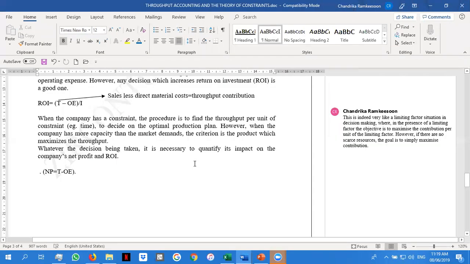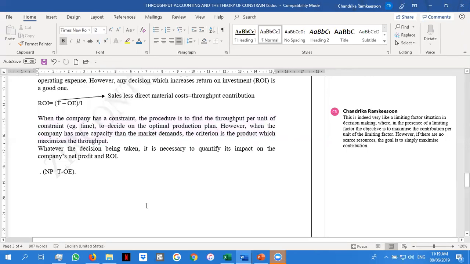When the company has a constraint, the procedure is to find the throughput per unit of constraint, example time, like how just now I said material, and to decide on the optimal product plan. However, when the company has more capacity, as we said, the criterion is simply to maximize throughput. Of course, the situation you will meet when doing a throughput question is this one, when there is a constraint.